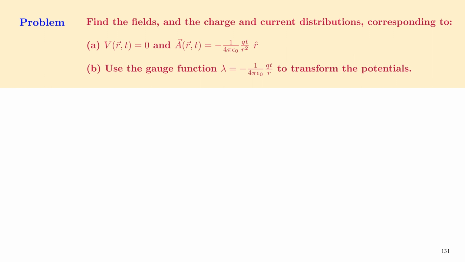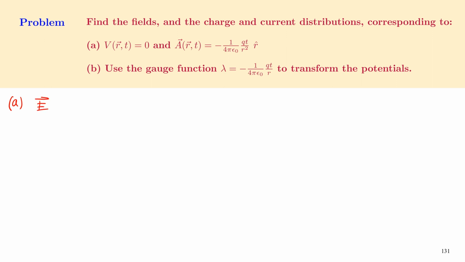Let's try to solve this problem. Find the fields and the charge and current distributions corresponding to V(r,t) equal to 0, and A(r,t) equal to negative of 1 over 4 pi epsilon 0 times Qt over r square along the r hat direction. The second part is to use the gauge function lambda equal to negative of 1 over 4 pi epsilon 0 Qt by r to transform the potentials. Let's do the first part.